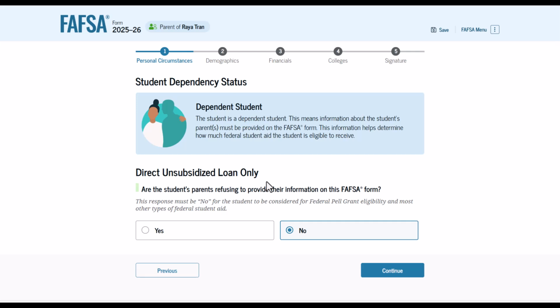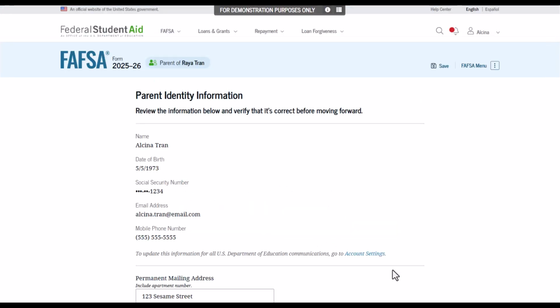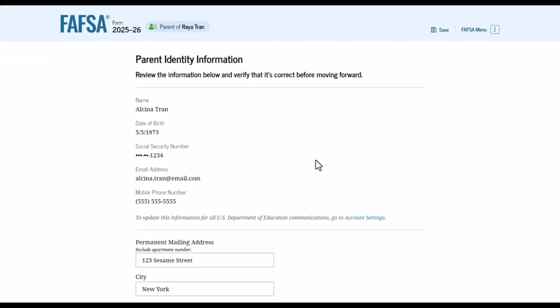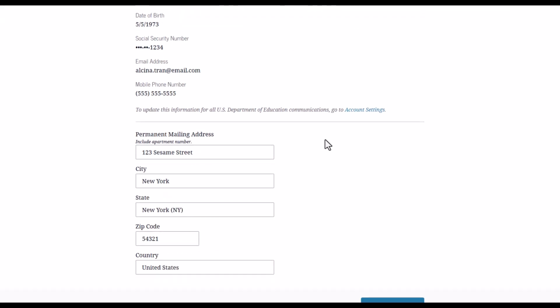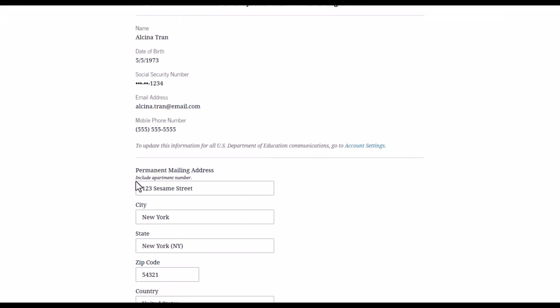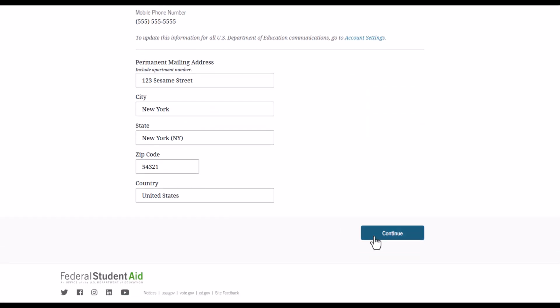So again, for this demonstration purpose, you, the parent, are filling out this form. So we're going to assume that you are in fact okay with providing your information. So we're going to select no and continue on with the form. From there, we're going to enter the parent identity information section, where you need to review the information below and verify that it is correct on your behalf before moving forward. So just making sure everything looks good here, as well as that permanent mailing address.